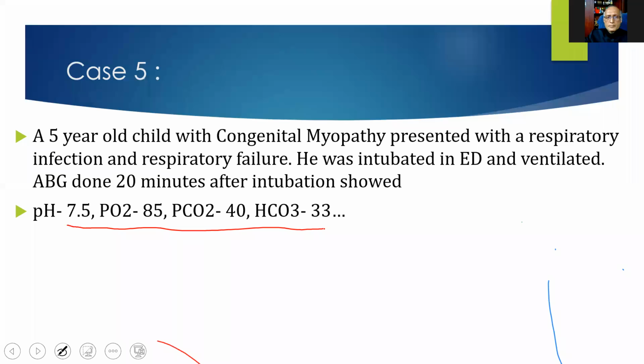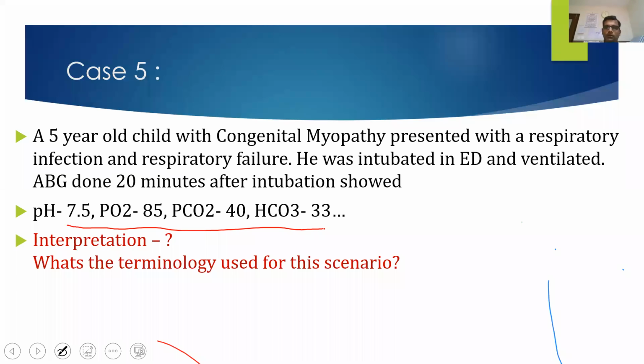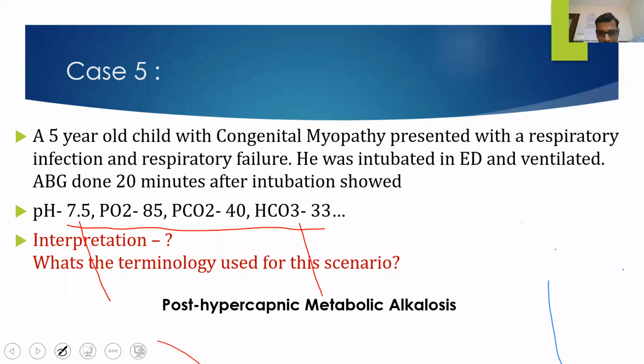So, uncompensated metabolic alkalosis. Okay, good. So here you have to look at this scenario. The person answered correctly. There is alkalosis, there is metabolic alkalosis. In this case scenario, what is this phenomenon called? This phenomenon is called post-hypercapnic metabolic alkalosis.